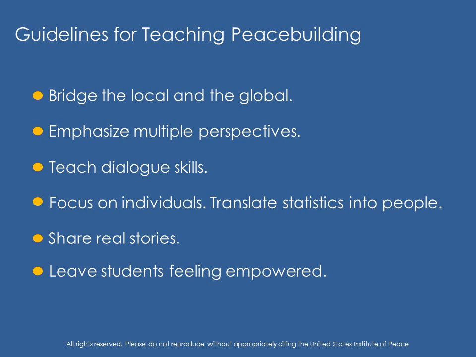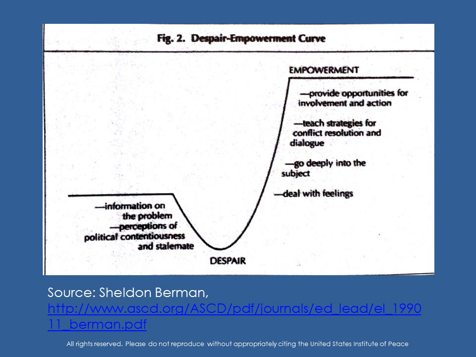So to talk about leaving students feeling empowered, I often use this despair empowerment curve. So this curve was developed by Sheldon Berman. At the link you see below, you can find the complete article from which I took the curve. So he says when we come into a situation, when we're learning about a particular problem or a particular conflict, we start off on this left-hand side here with a basic amount of information.